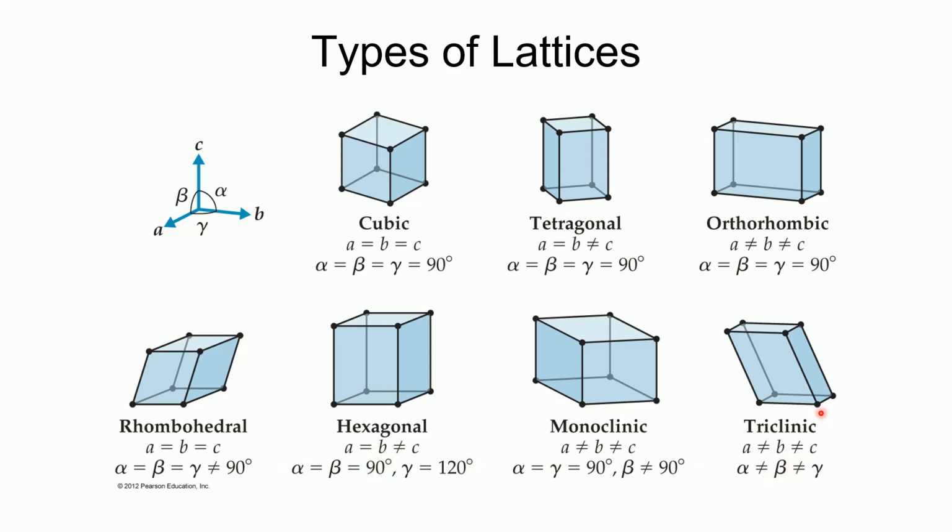And then triclinic is going to be the one where none of the edge lengths are the same and none of the angles are the same. And so that's the most complicated. In this textbook, we're going to be primarily concerned with cubic structures. And so we're simply going to look at cubic structures.